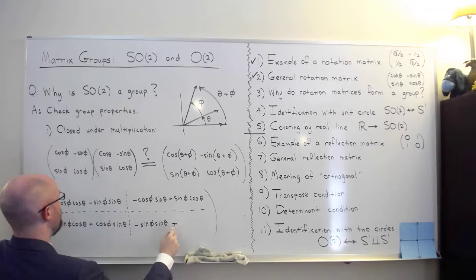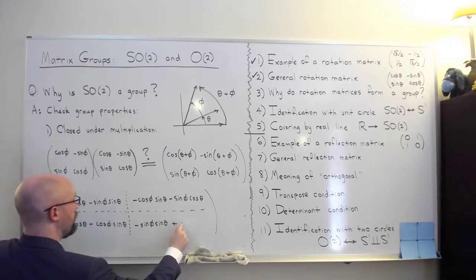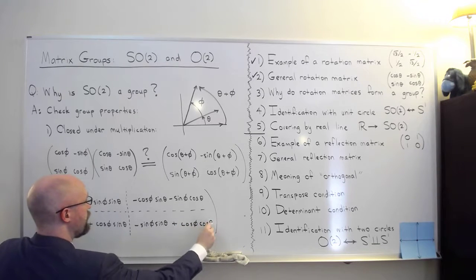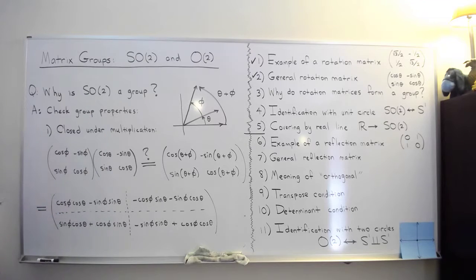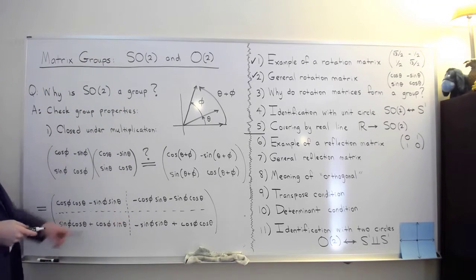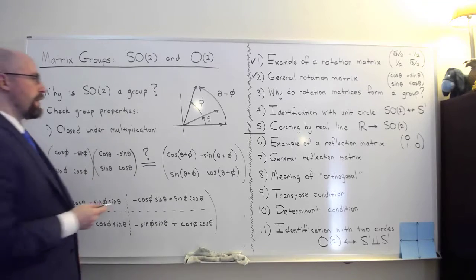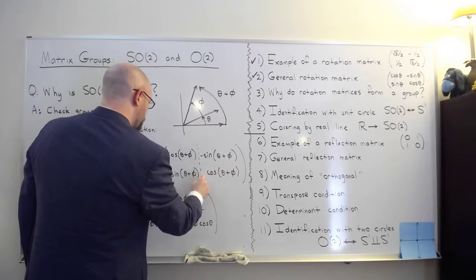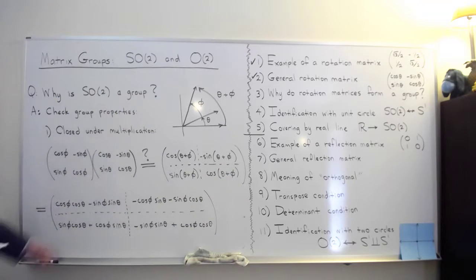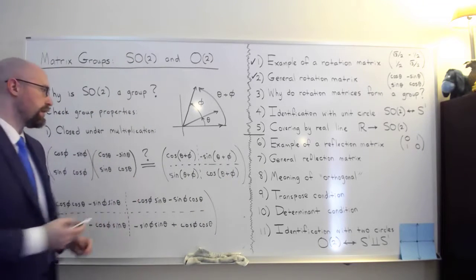And then plus cosine phi cosine theta. Now, if you haven't been in trig, or if you haven't been in trig for a long time, this looks awful. You're like, how would I simplify that? It turns out that each one of these, now this is separated the same way here, as far as the entries go. Each one of these is a trig identity, okay?